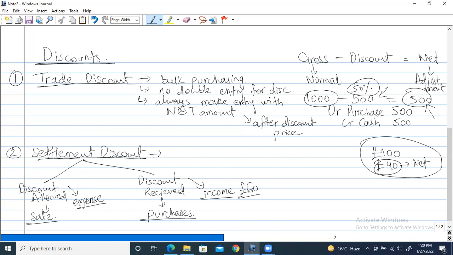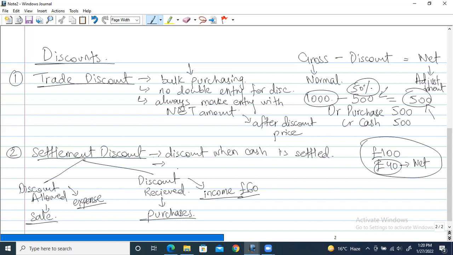Remember one thing, that like I wrote over here, trade discount was for bulk purchasing. Settlement discount is discount when cash is settled. That's why it is named settlement discount, because it means that whenever cash will be settled, this discount will be given over there. So that's why it is known as settlement discount.